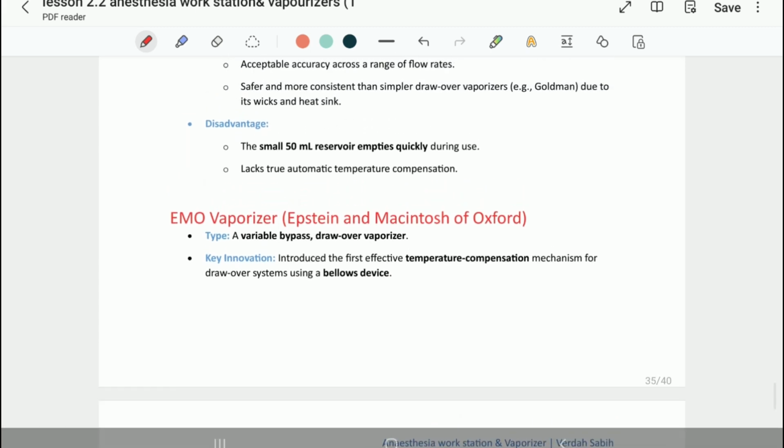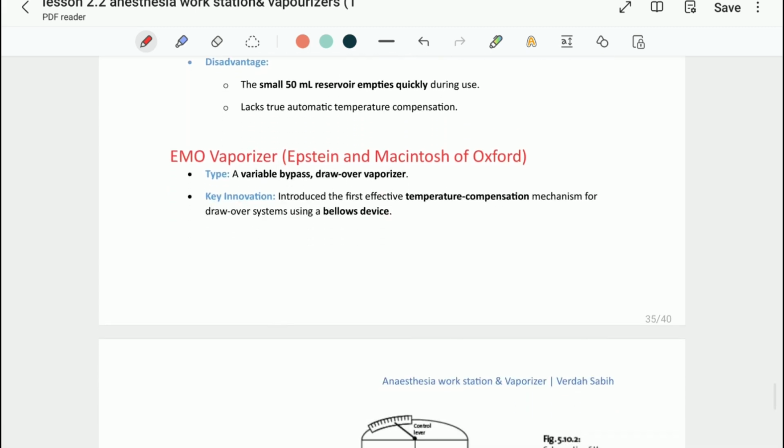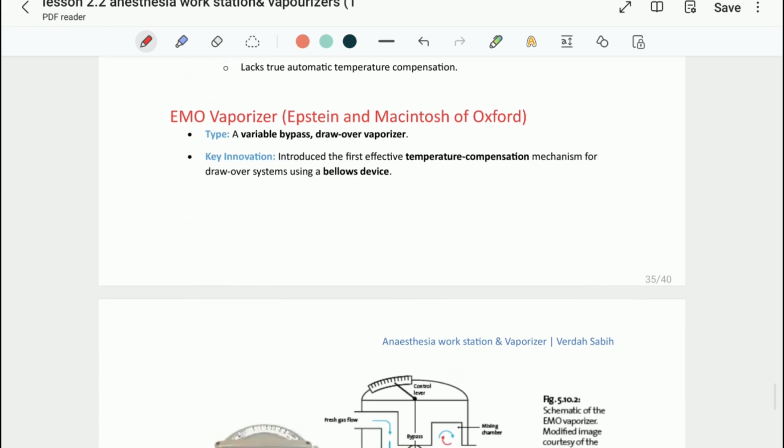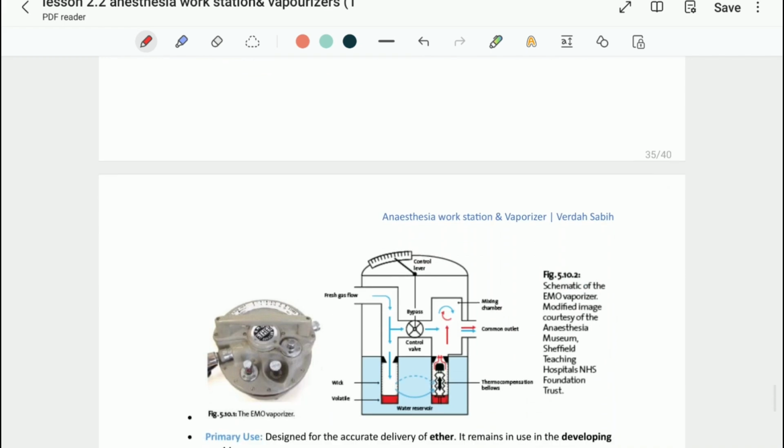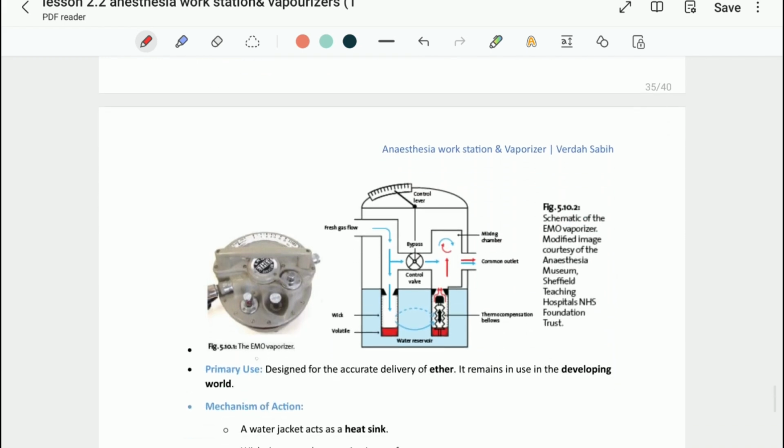Then comes another type, the EMO vaporizer, or Epstein Macintosh Oxford, which is also a type of variable bypass draw over vaporizer. It is low resistance and inside the breathing system. Its key innovation was that it introduced the first effective temperature compensation mechanism for the draw over systems using a bellows device. This here shows a picture of an EMO vaporizer, and this is the schematic of the EMO vaporizer.